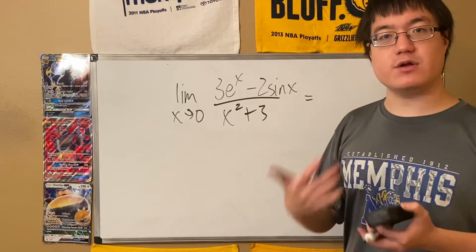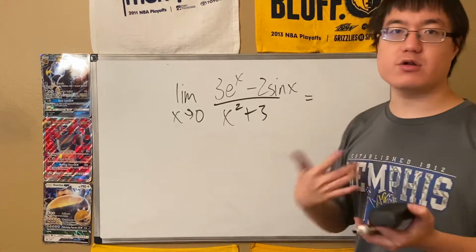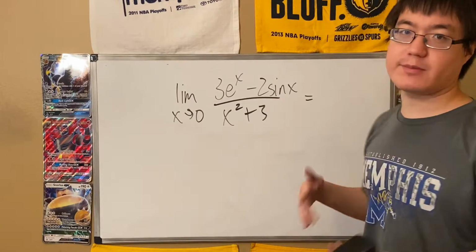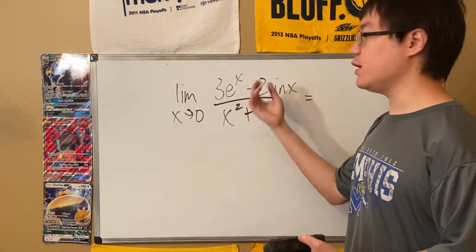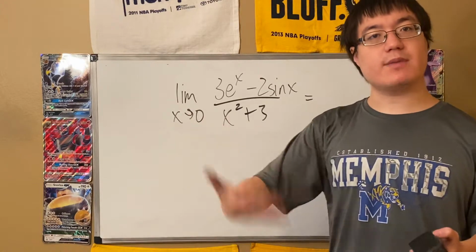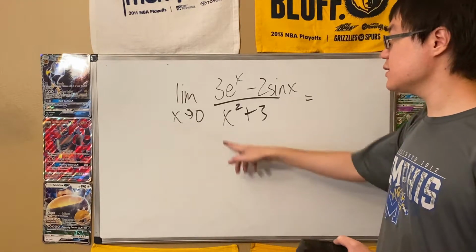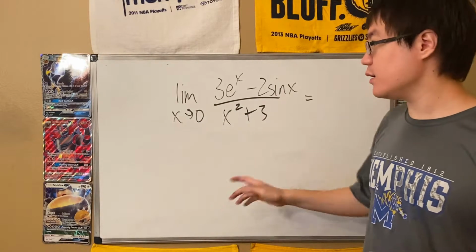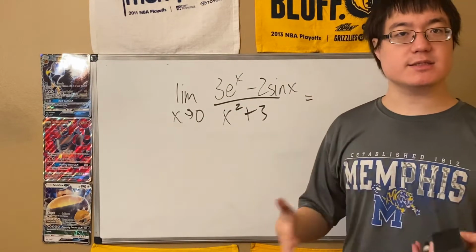So e to the x, if you don't know, its graph looks like this, you don't lift up your pencil. Sine of x, its graph looks like this, you don't lift up your pencil. So the combination of them, even when you multiply them by constants, is still going to be continuous. X squared plus 3, that's a parabola. It doesn't have any zeros, so when you divide by it, this entire quantity is continuous.